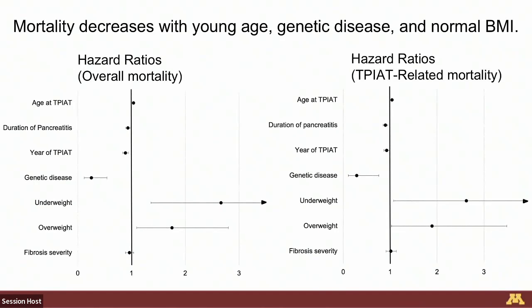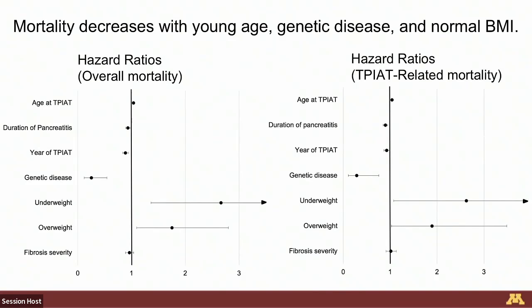Now, we put together an assessment of all of the risk factors that are associated with the patients who died. Interestingly, what we see for the protective factors are a longer duration of pancreatitis, as well as a more recent year of TPIAT, and a genetic etiology for their disease. The things that were increased risk for mortality included age at TPIAT, whether they were underweight or overweight. I also included fibrosis severity here, which is a quantitative measure assigned by the islet lab to specify the degree of fibrosis of the pancreas.